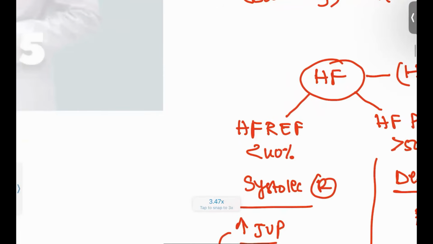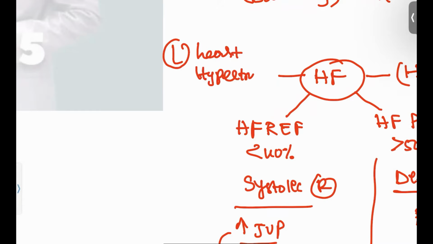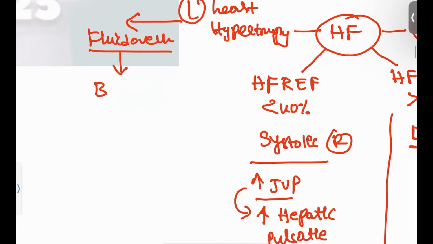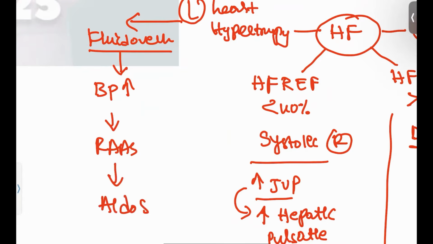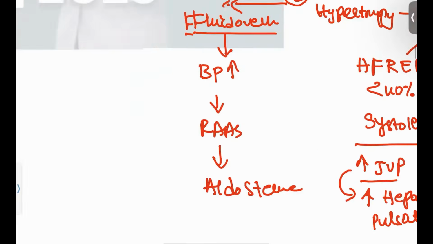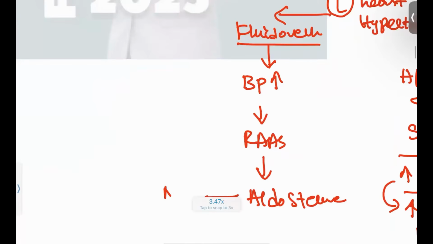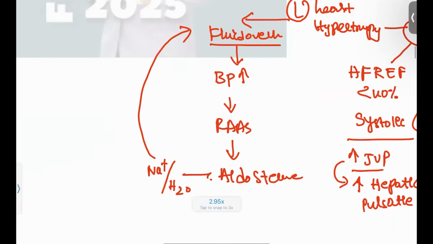When these patients have hypertension, it leads to left heart hypertrophy. Okay, left heart hypertrophy, and this hypertrophied heart cannot pump effectively. So fluid overload will be seen in this patient. If fluid overload is seen, this eventually leads to increased BP, so increased hypertension, and this will activate the RAS pathway, and the RAS pathway ultimately activates aldosterone. And aldosterone, what will it do? It will further increase sodium along with water. Again, you will see fluid overload. So this is the complete mechanism.